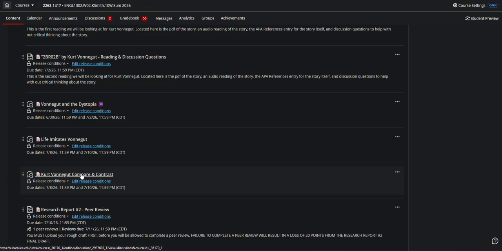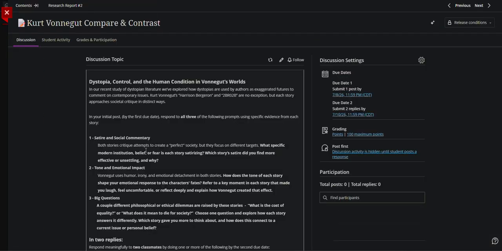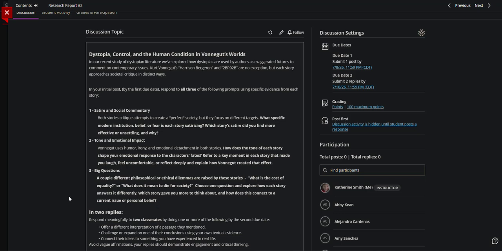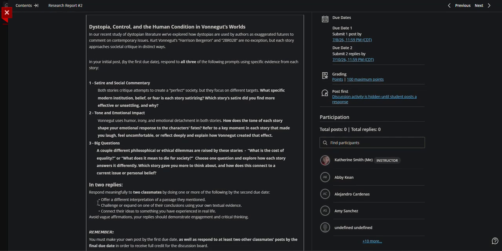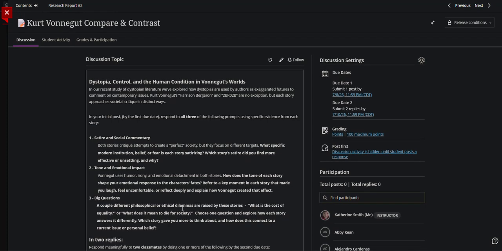The next one is the Vonnegut compare and contrast. And here you are going to be answering these three questions and then answering replies to your classmates' posts. And for both of these, I believe the initial post is due by Wednesday, the 8th. And then because of the number of assignments that we have this week, due to introducing Vonnegut, the secondary replies are due by the 10th, which is actually Friday on these.